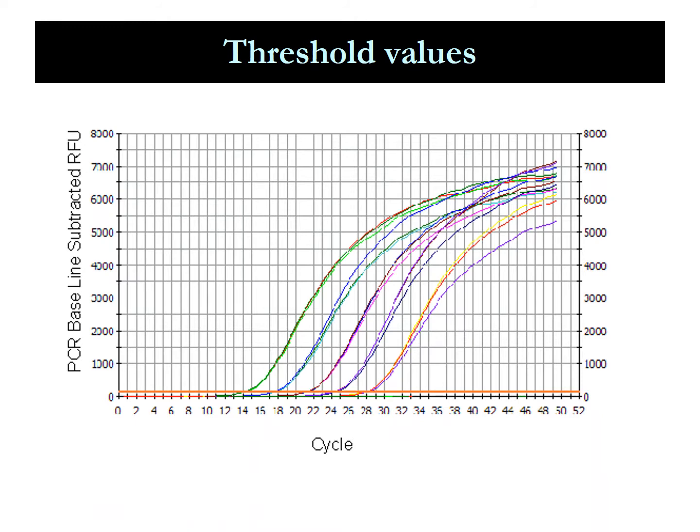As you can see in this graph, the threshold value is determined by the number of DNA molecules in the original analyte sample. For instance, when we have low concentrations of DNA, the CT value will move towards the right-hand side, and when the concentration of DNA in the analyte is higher, the CT value moves towards the left-hand side of this graph.